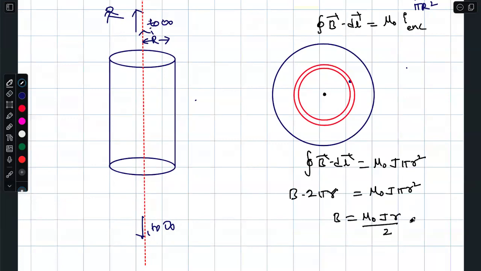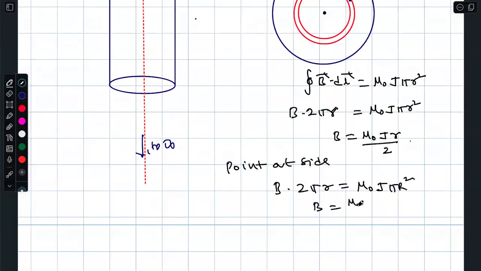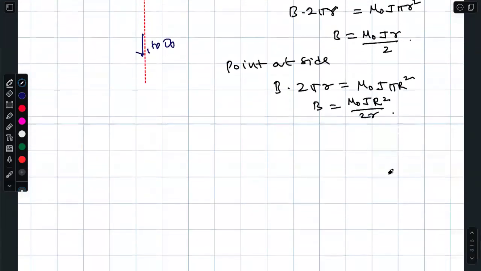Remember, this is for a point inside. On the surface, you put small r equal to capital R. Outside, if the point is selected outside, B into 2 pi r, nothing changed in the left hand side. What happens to the right hand side? J pi R square. Therefore, finally, B is mu naught J R square by 2 small r. Now, it is very clear that inside it is proportional to r, outside it is inversely proportional to small r.